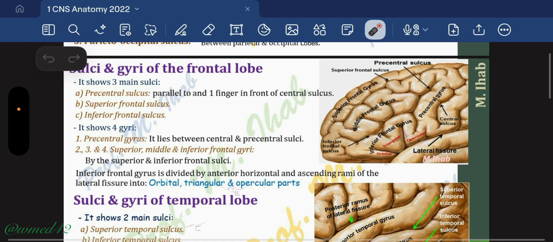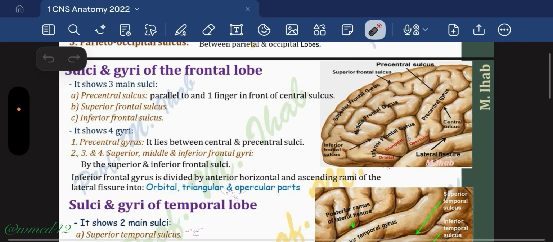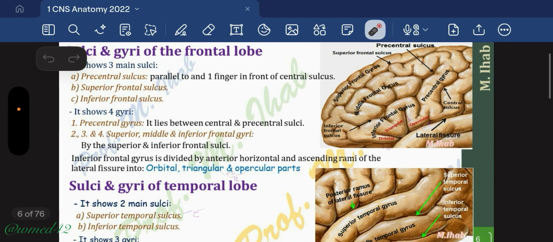Sulci and gyri of the frontal lobes. It shows three main sulci. Pre-central sulcus, which is parallel to and one finger in front of the central sulcus. So the pre-central sulcus is here, right here, pre-central sulcus. And superior frontal sulcus, which is right here, superior frontal sulcus. And inferior frontal sulcus, which is right here.